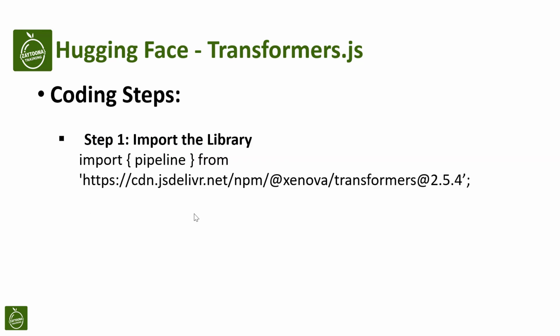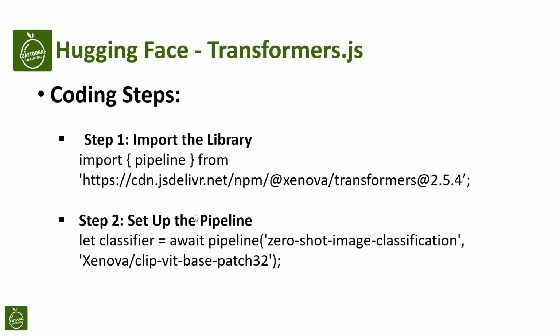We start by bringing in the tools we need. Here we are importing the pipeline. It is a function that sets the stage for us, making it easy to carry out complex tasks without starting from scratch. Then we set up our classifier. Using the pipeline function, we specify that we are diving into zero-shot image classification. We also tell it which model to use. In this case, it is Xenova/clip-vit-base-patch32.